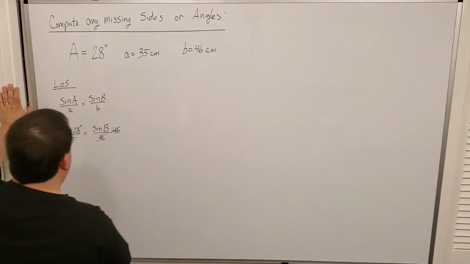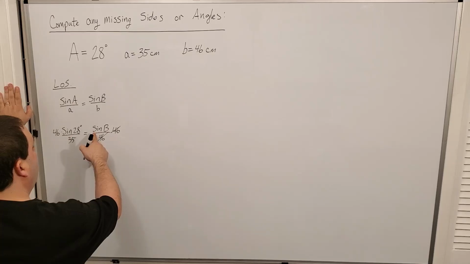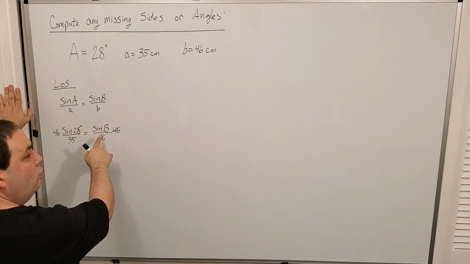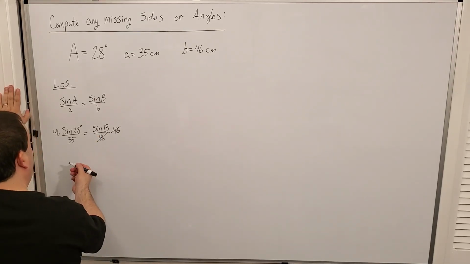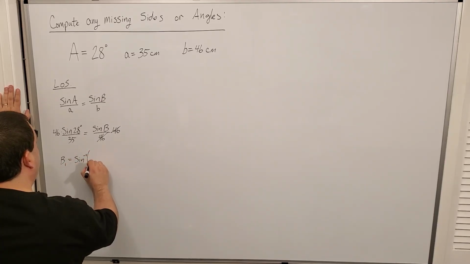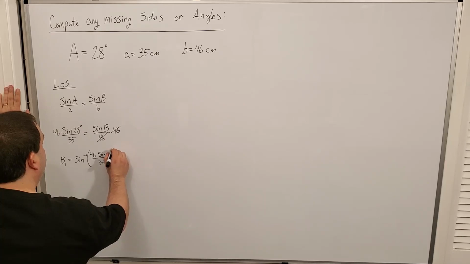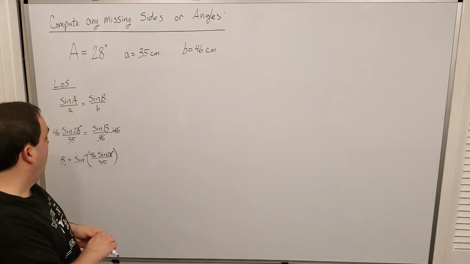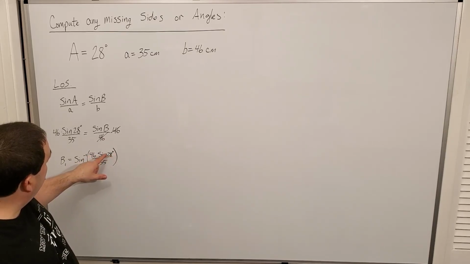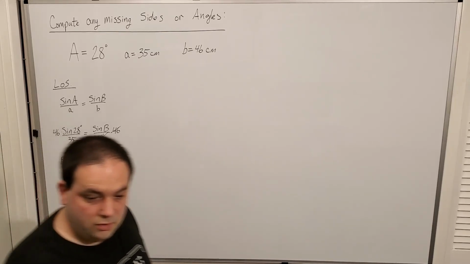So let's start with the way we always solve it, right? We find the reference angle, and the reference angle is the quadrant 1 answer. So I'll actually start it out this way. B1 is going to be equal to the inverse sine of 46 sine 28 degrees over 35. And of course, I'll put that in the calculator just like that. It'll just have some extra parentheses around the numerator and around the 28 when I do that.